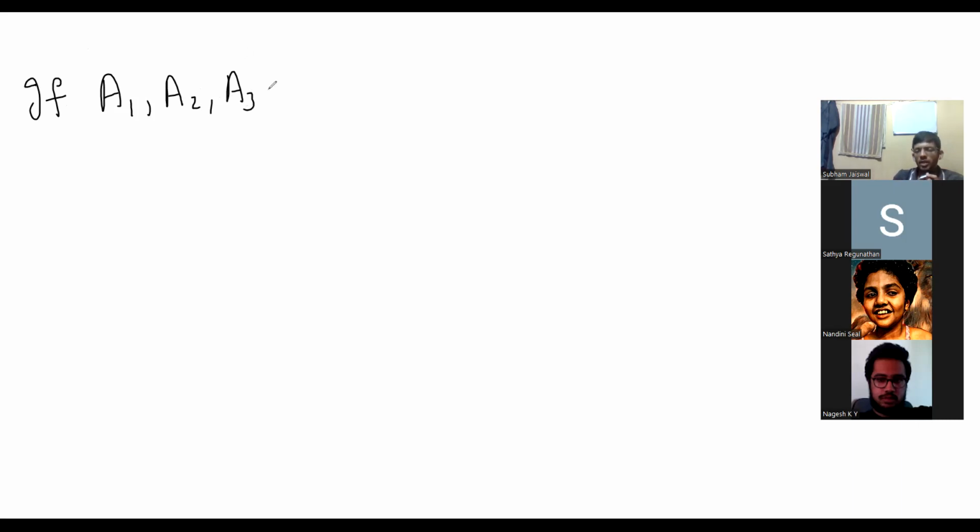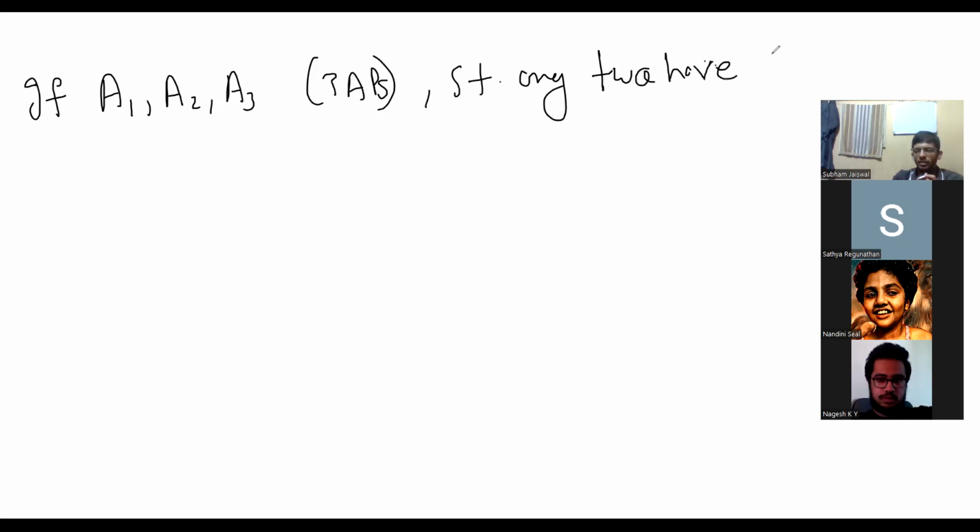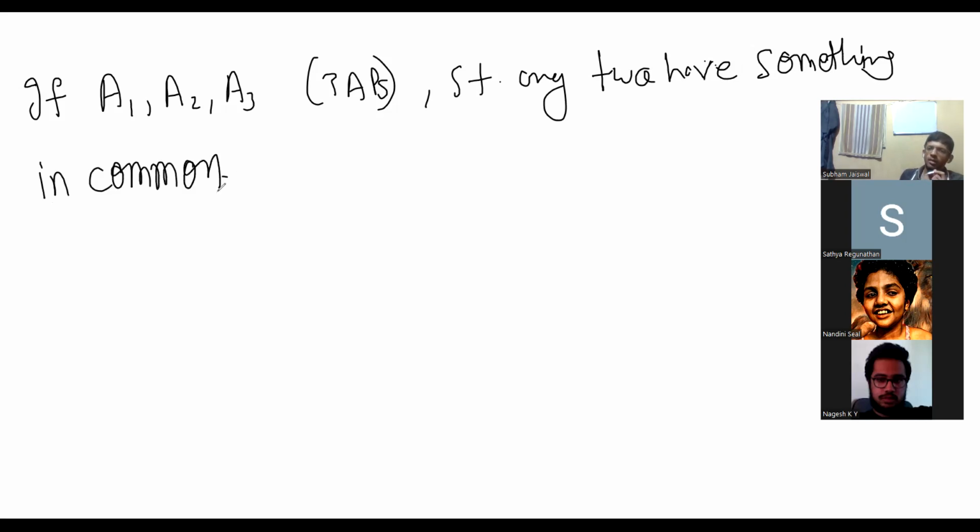Okay. If A1, A2, and A3 are three APs, such that any two have something in common, then do all three have something in common?